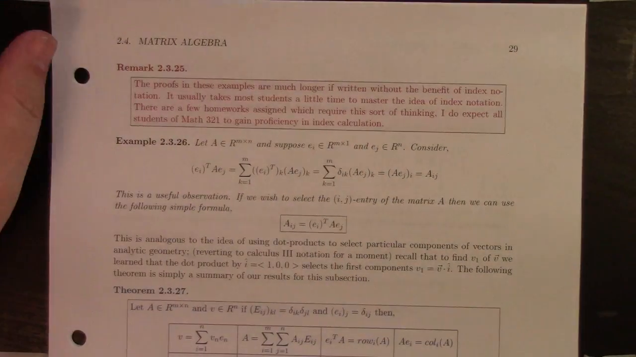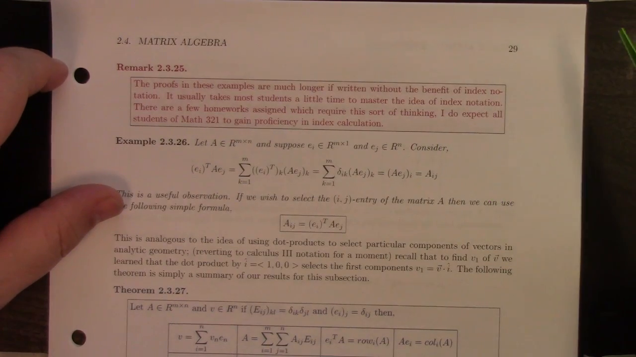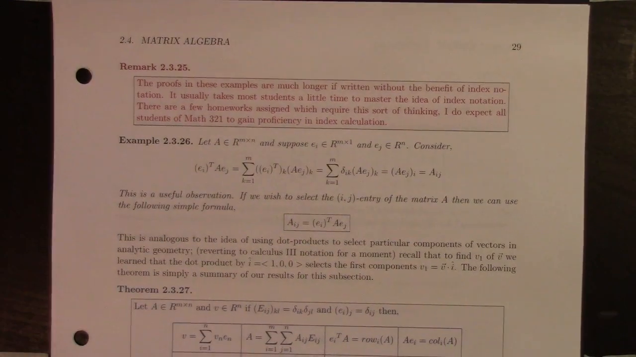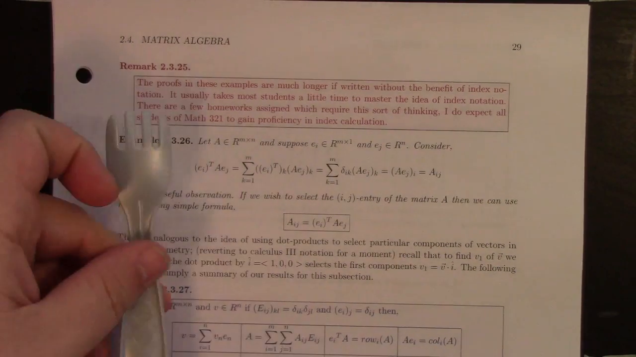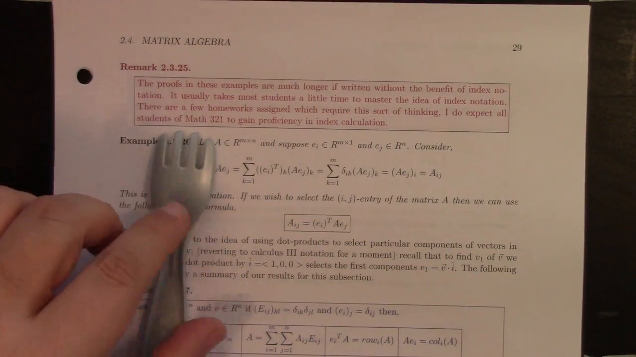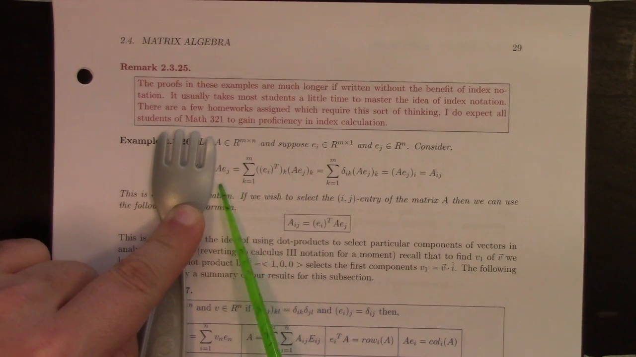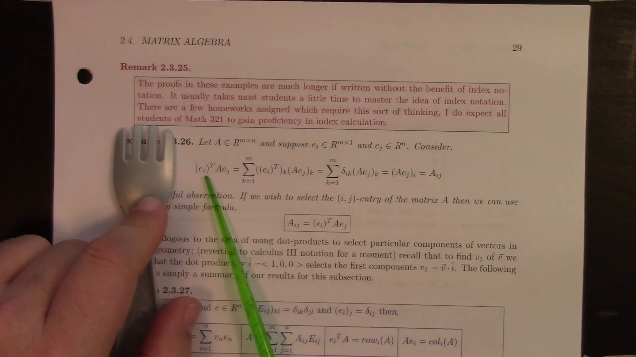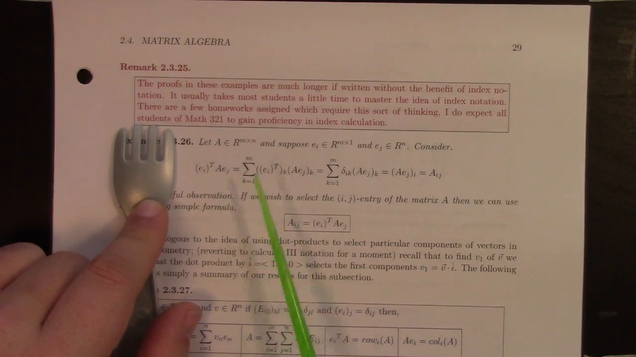Finally, a probably more important example is to combine the row and the column thing we did before. I need a prop. Oh, this fork will have to do. If you cover up, A times e_j would be the jth column of A. What happens if you take the jth column of A and multiply it by e_i transpose? That picks off the ith row of the jth column. What is that? It's nothing more than A_ij.